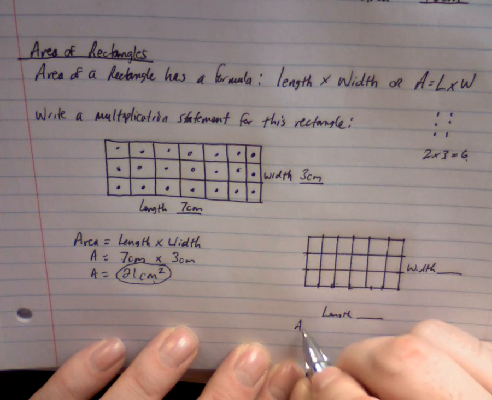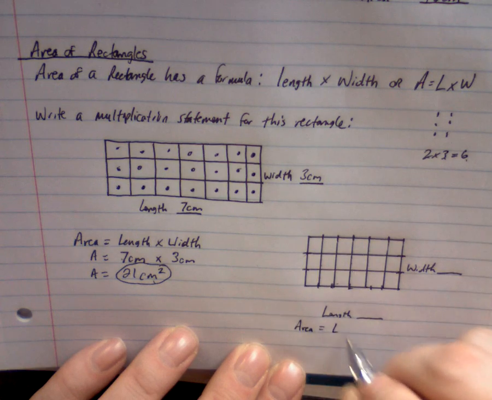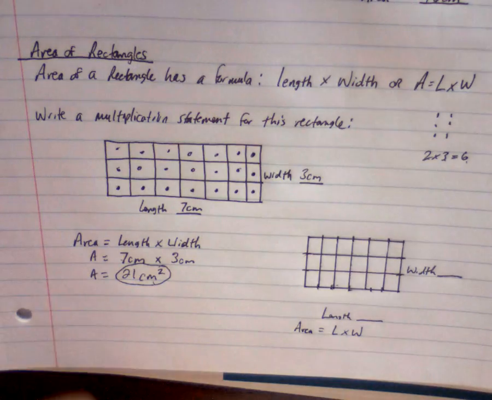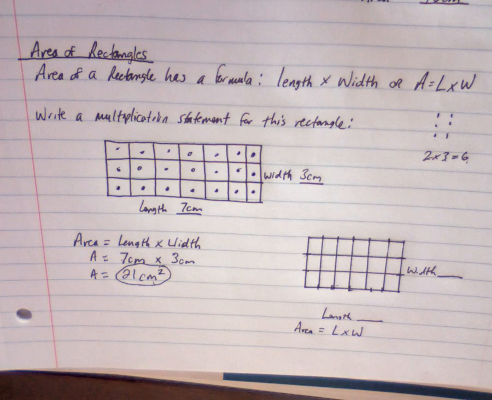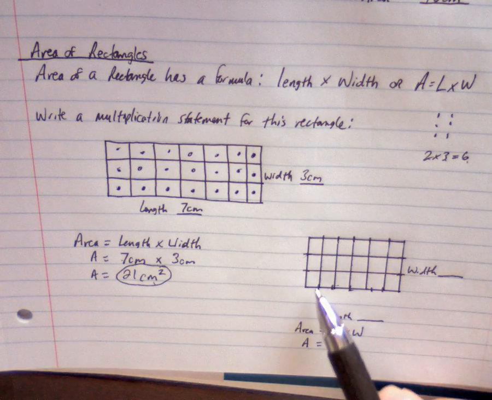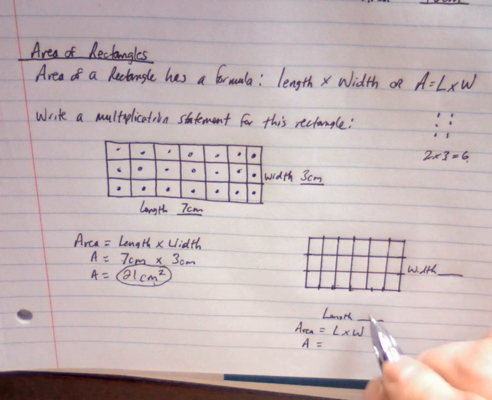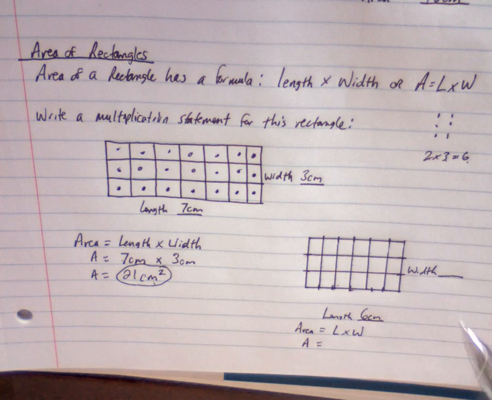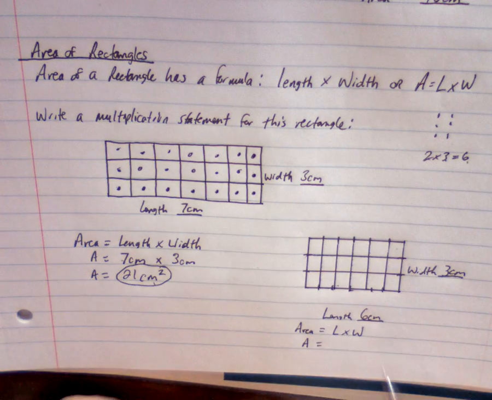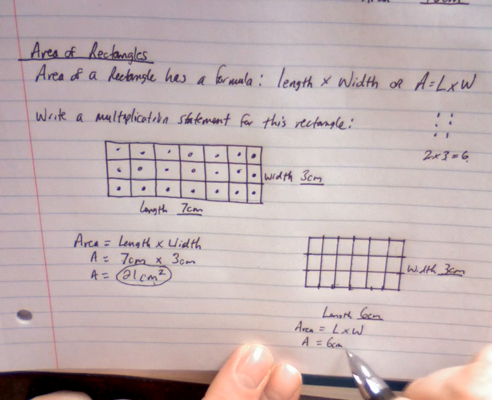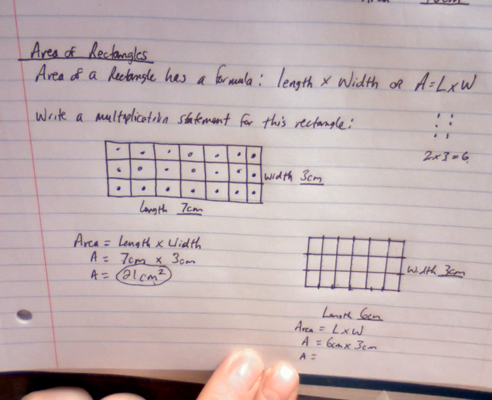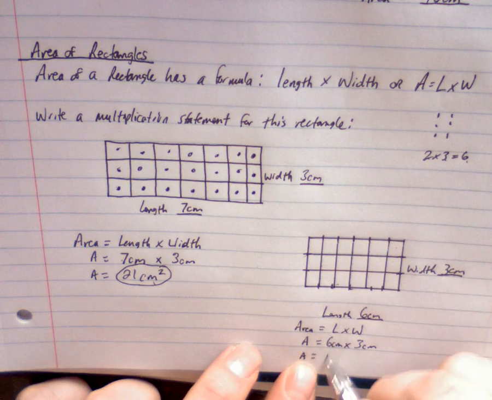So we know that area equals, now you can use a short form like I did up here, A stands for area equals L times W, length times width. So then A equals, let's find our length. 1, 2, 3, 4, 5, 6. Length is 6 centimeters. What's my width? 1, 2, 3. 3 centimeters. So area equals length times width. My length is 6 centimeters times my width, which is 3 centimeters. So my area equals 6 times 3, 18.